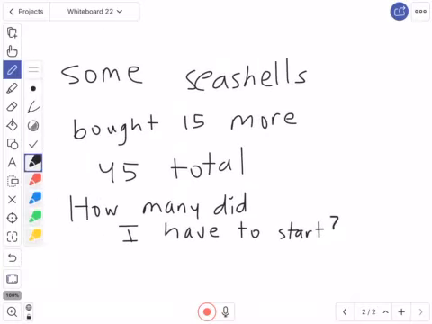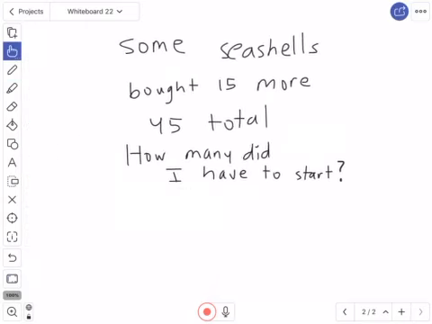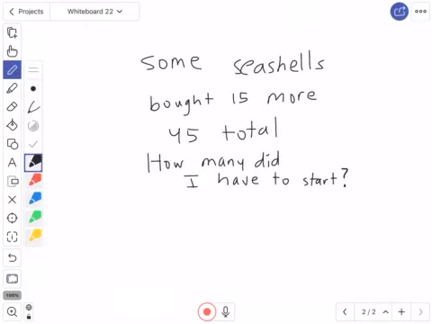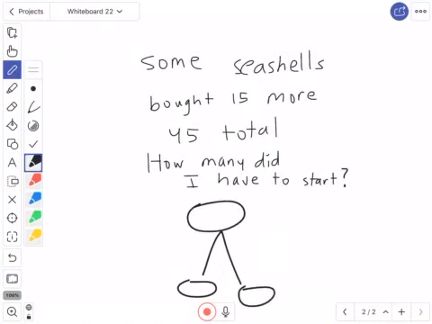So that's why I'm using a math mountain here. Math mountains really show a part and a total. This is my total up here, so my total is 45. One of my parts, I don't know. That's like I have some seashells. Then I bought 15 more. So that's my other part.